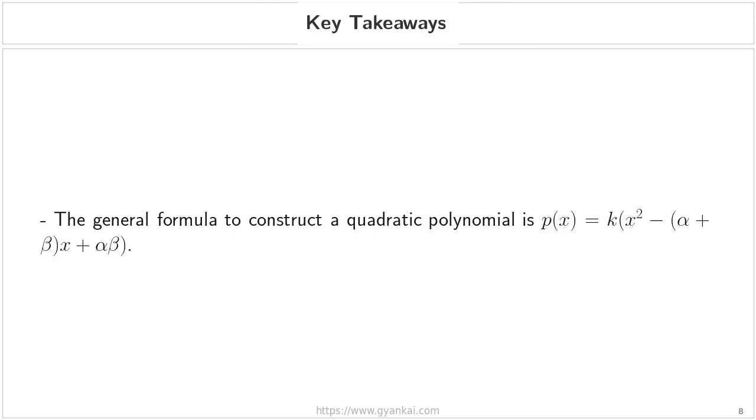Key takeaways. First and foremost, remember the master formula we've been working with. To construct any quadratic polynomial, you can use the general formula. P of x equals k multiplied by the quantity x squared minus the sum of the zeros times x plus the product of the zeros.